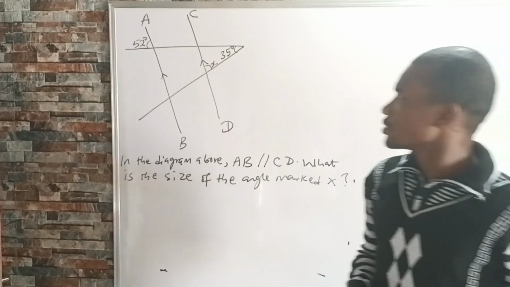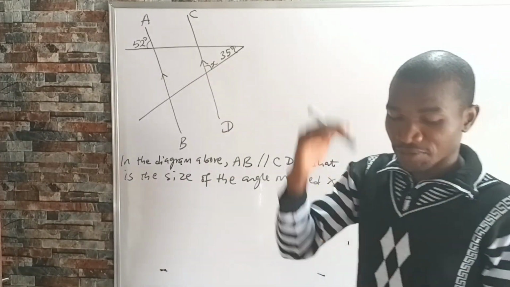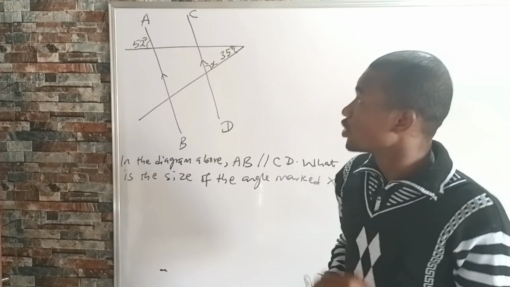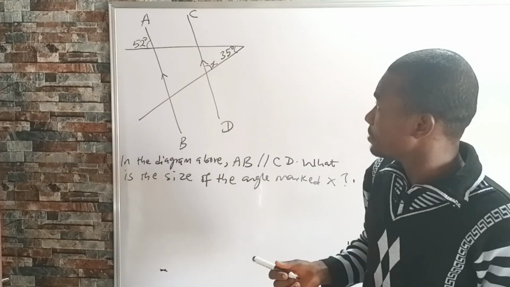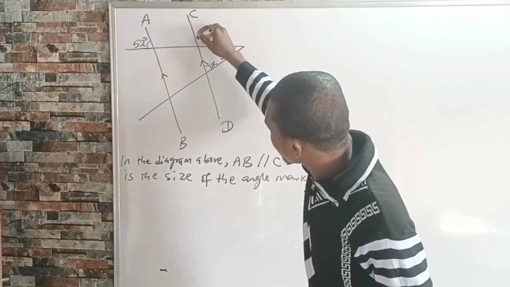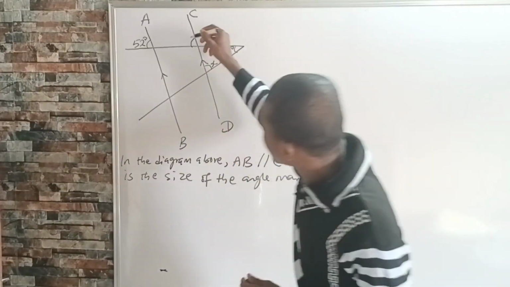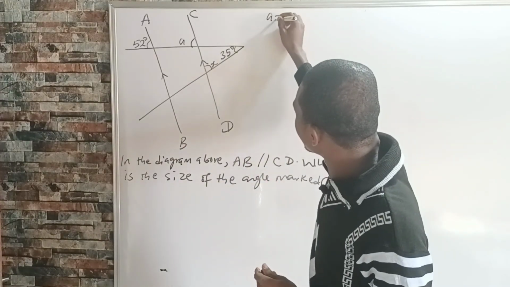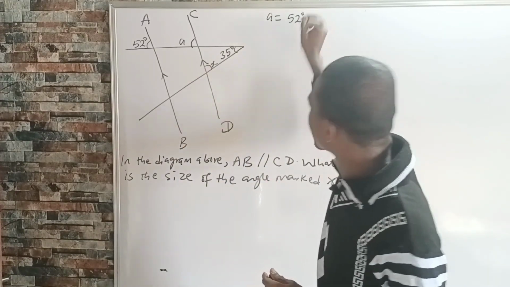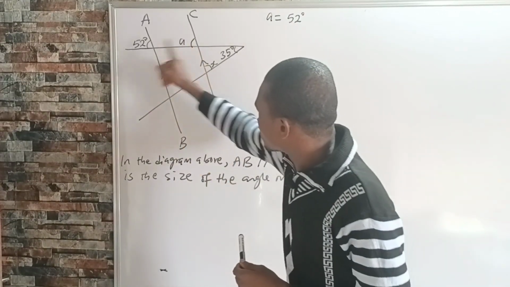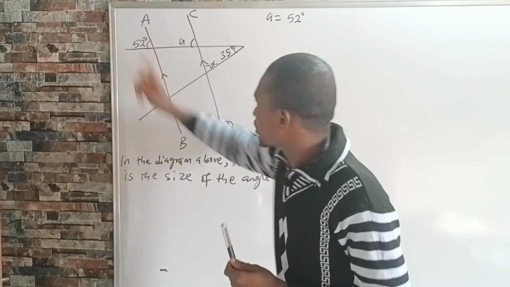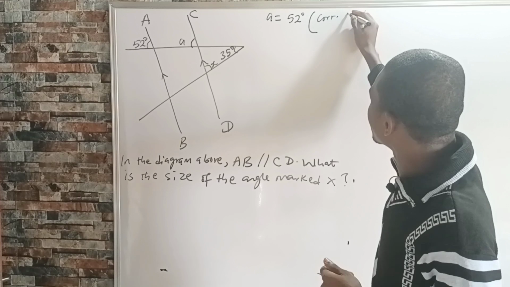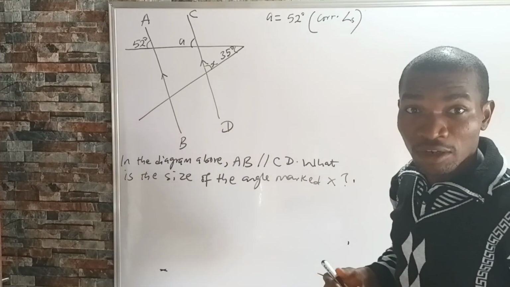It is very simple to solve. First and foremost, remember the knowledge of corresponding angles and vertically opposite angles, because those two will help us to solve this given problem. This angle here is corresponding to the angle here. Assuming I call this angle A, this angle A is equal to 52 degrees, because angle A is equal to this very angle here, which is 52 degrees. And what is the reason? The reason is because they are corresponding angles, and corresponding angles are equal.